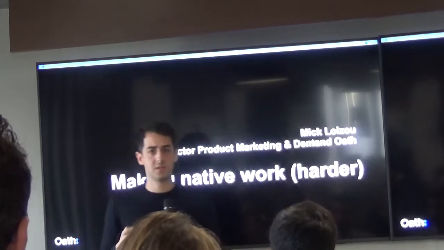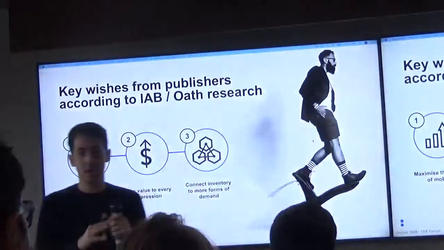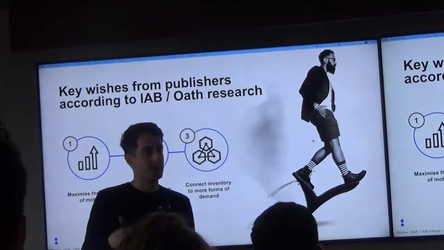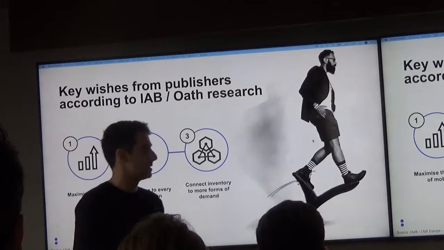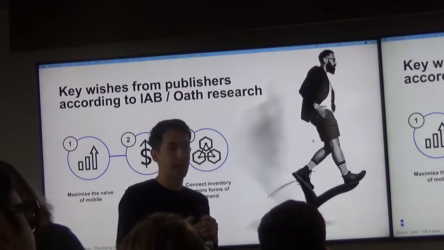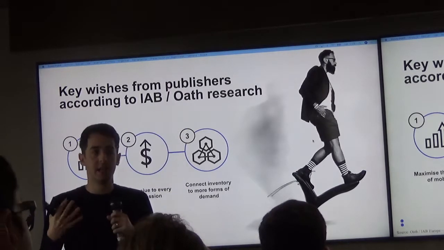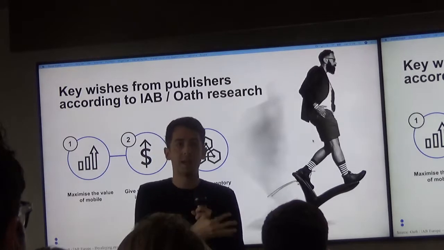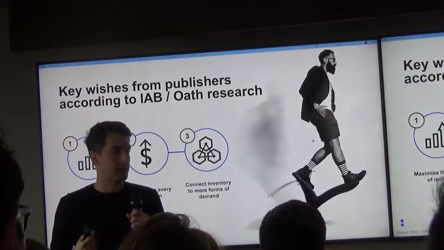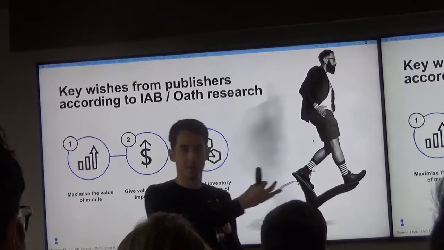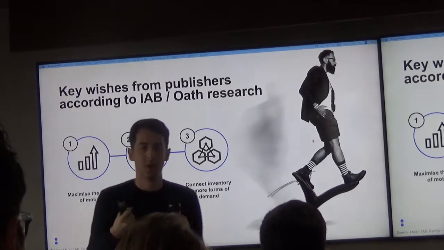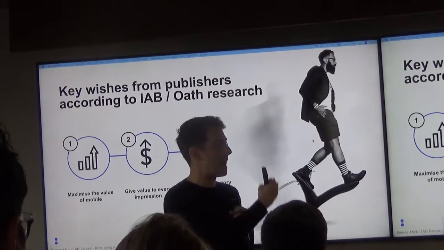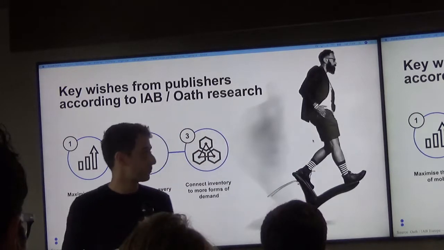So in this presentation today, I want to come back to some of the topics that Gemma and Coral were talking about in the IAB research. You know, maximizing the value of mobile, giving values to the impression, and then really connecting your inventory to as many demand sources as you possibly can. Now, I want to talk about these three topics through the lens of native, and how can native really try and allow us to achieve these objectives.